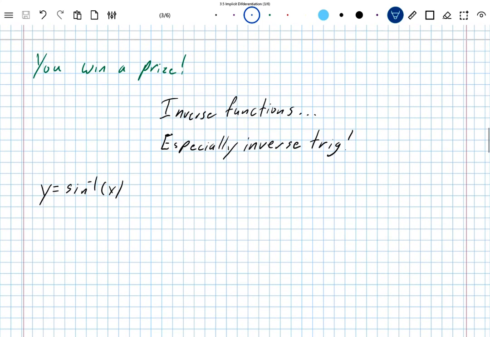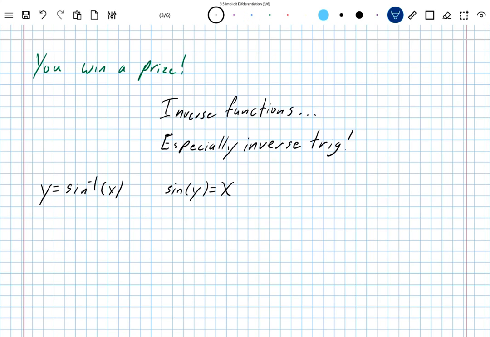Okay, we get a prize for our hard work. We get to take the derivative of a new kind of function. In fact, any inverse function you can use this technique on, but especially inverse trig functions. Let's see why. So y equals sine inverse of x. There is a special way of writing this, which is that this is the same thing as sine of y equals x. That is actually the definition of an inverse, is that this should be true, right? That taking the inverse of one side is the same as taking the original function to the other.